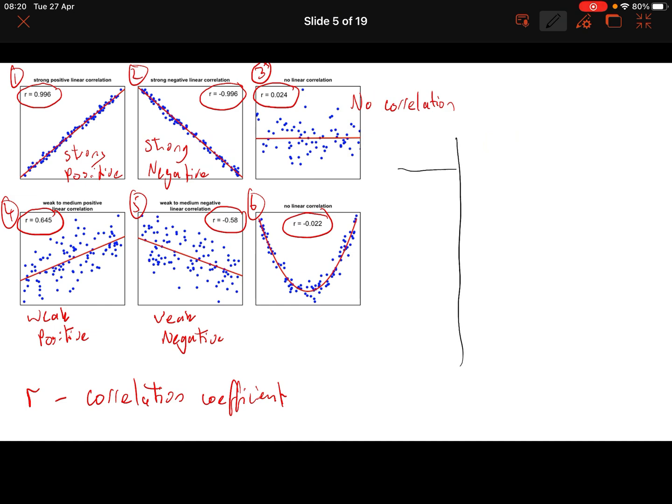I'm going to make a table. So here's some R values. R, by the way, is always between 1 and -1. It's not possible to have an R value that's greater than 1, and it's not possible to have an R value that is less than -1, but it could be anything in between. Now, generally speaking, if it's about 0.7 to 1, then we have a strong positive correlation.